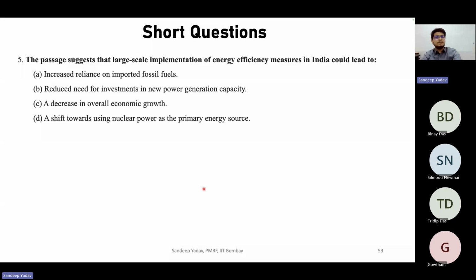Now, final. The passage suggests that the large-scale implementation of the energy efficiency measures in India could lead to increased reliance on imported fossil fuels, reduced need of investment in the new power generation capacity, a decrease in the overall economic growth, or a shift towards using nuclear power as a primary energy source. The large-scale implementation of energy efficiency measures in India could lead to reduced need of investment. It is B, sir. B is the right answer.